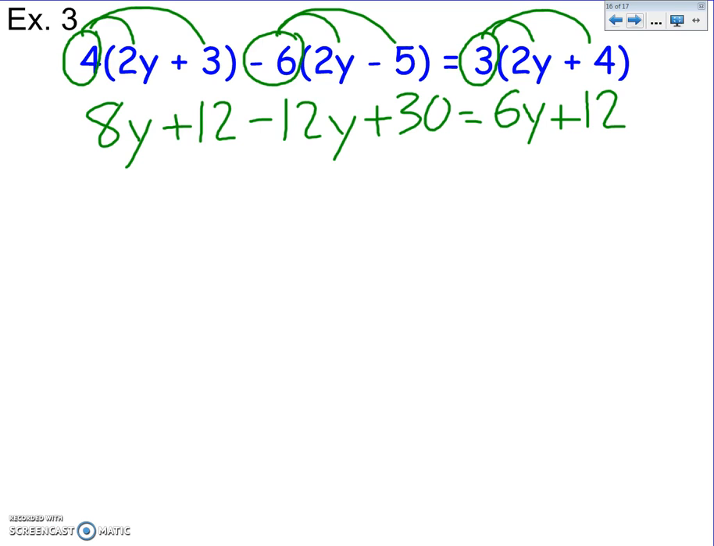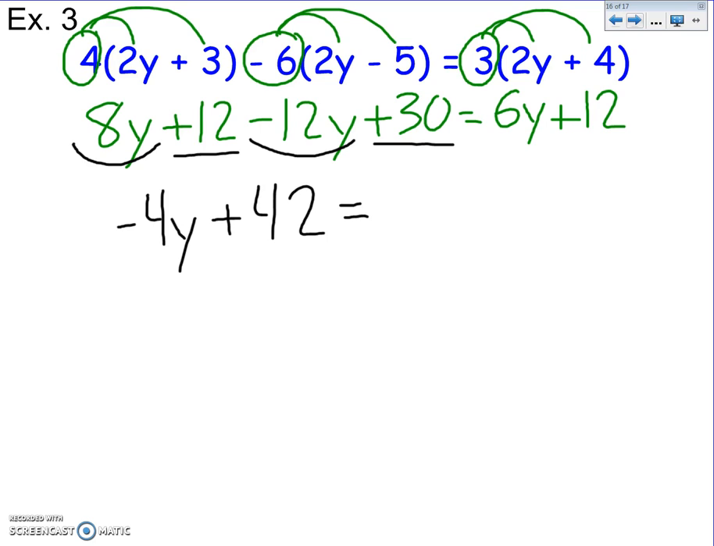Alright, step 2, combine like terms. On the left side, I see positive 8y, negative 12y. Those make negative 4y. Then positive 12 and positive 30. That makes positive 42. That's combining terms on the left side. The right side has nothing to combine. Step 3 is to find the variable. I see the variable on both sides. There's negative 4y on the left, there's 6y on the right. So I need to move one of them.